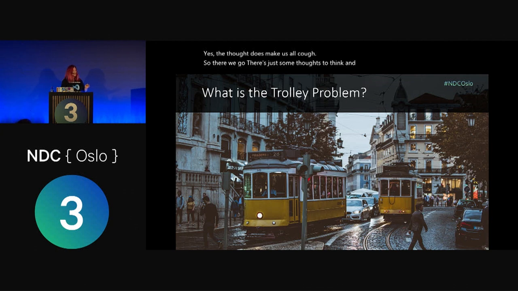Philippa Foot, she made it even worse. She said, let's say, forget about the lever. Let's say we're standing on a bridge over the railway line, and we are standing next to a very big fat man, and we could just push him onto the tracks, and then he would definitely stop the train. So we definitely saved the 5 people, but we have really committed an active act of murder in order to save those 5. Anyone willing to do that? This is where we separate the sociopaths from.